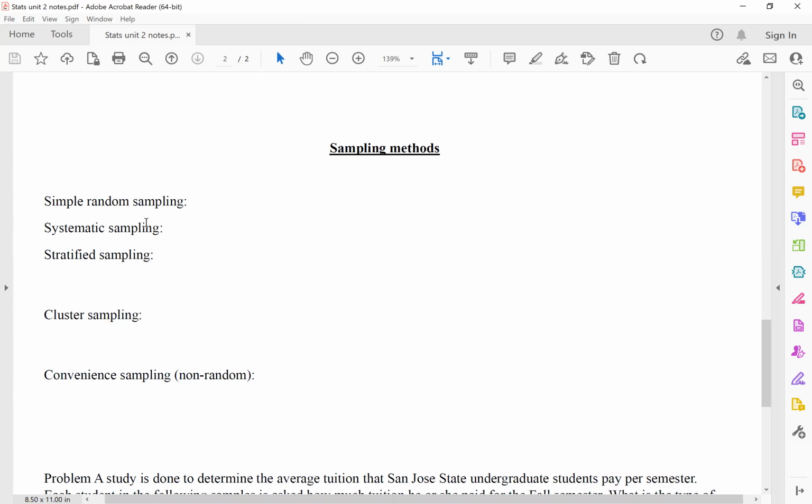Now, systematic and stratified. Systematic is actually when I have a system. Let's say I have a school and I have 2,000 people there. So I'm like, oh man, 2,000, it's a lot of people. I don't want to do that many surveys. So I'm going to choose a sample.